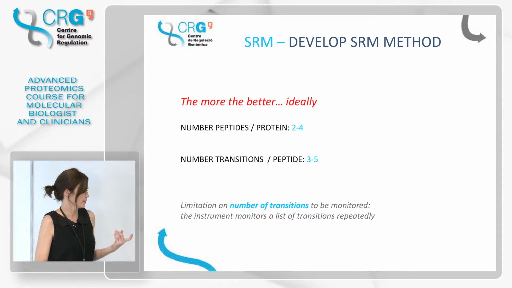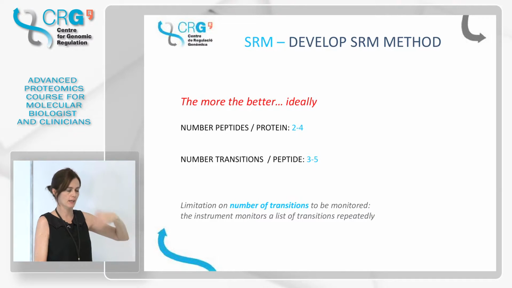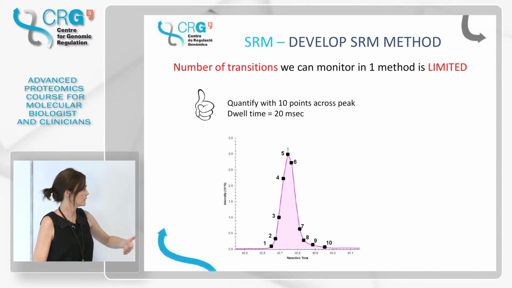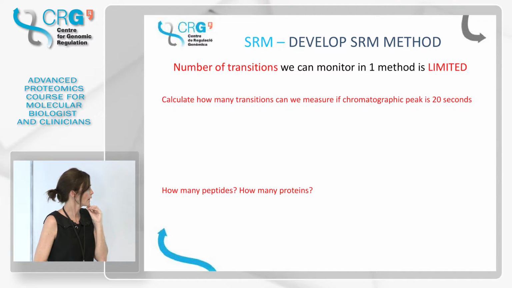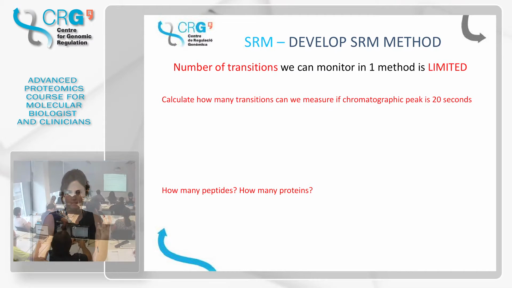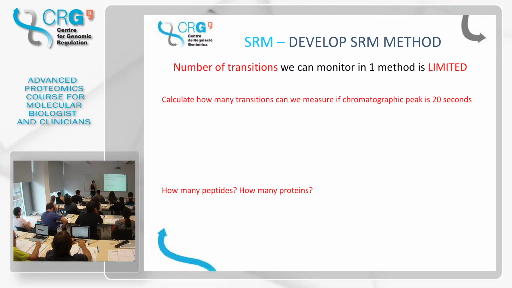Okay, it's just to remember that the instrument monitors sequentially, therefore we need to calculate how much time we are spending with this. And to remember that we want those 10 points across the chromatographic peak. So, who can tell me then how many transitions can I monitor if my chromatographic peak is 20 seconds? Volunteers?